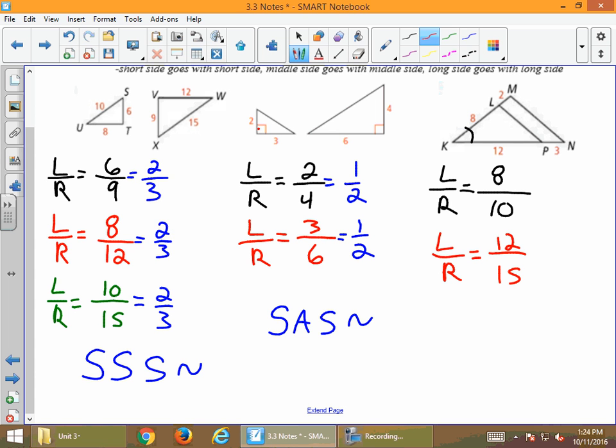As it looks right now, I know I have angle K congruent in both triangles, but I have to reduce my fractions. 8 over 10 reduces to what? What's the largest number that goes into both 8 and 10? 2. So it's 4/5. What's 12 over 15 reduced to? 4/5. Are those sides proportional? Are the ratios the same? Yes. So now I can say these triangles are similar by what reasoning? What pieces do I have? Side, angle, side, similarity.